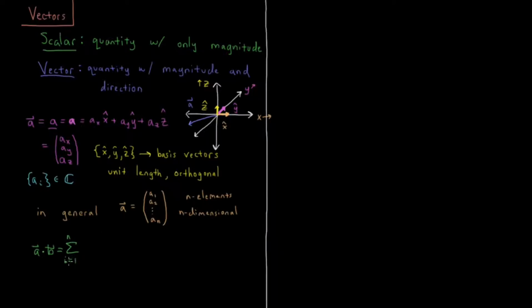But now instead of summing over 3 dimensions, we're going to sum over n dimensions, and that's going to be the ith component of A times the ith component of B. So for B, find its first component multiplied times A's first component, then add A2 times B2 plus A3 times B3, etc., all the way down to AN times BN. So this only works if A and B have the same number of elements and they have the same number of dimensions.